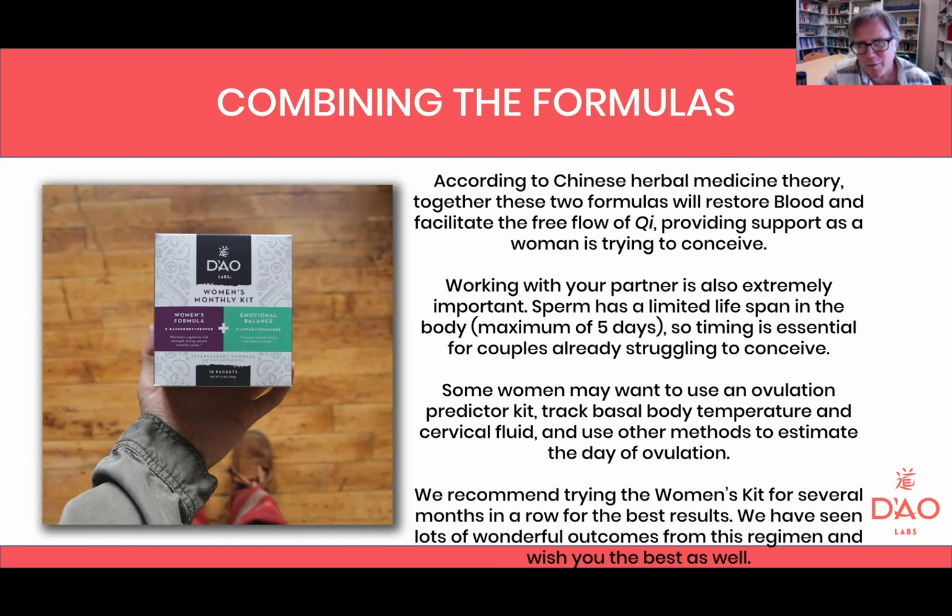So if we use the two formulas together, we can start with Si Wu Tang, or woman's formula, dealing with a blood deficiency and restoring the blood at the beginning of the cycle, then move to Emotional Balance to facilitate the free flow of qi. You have a pretty potent combination here of two formulas that can both get at two levels of the menstrual cycle, both the qi and the blood level.